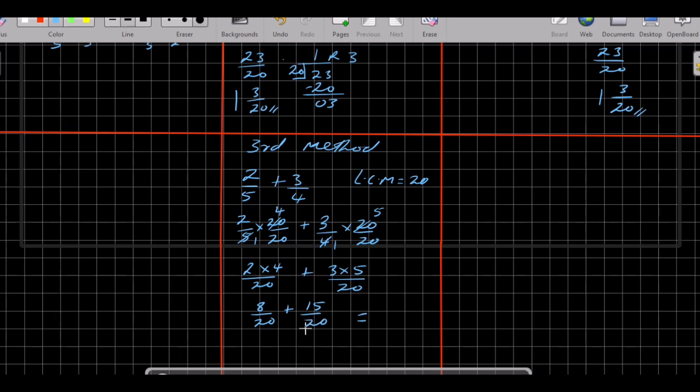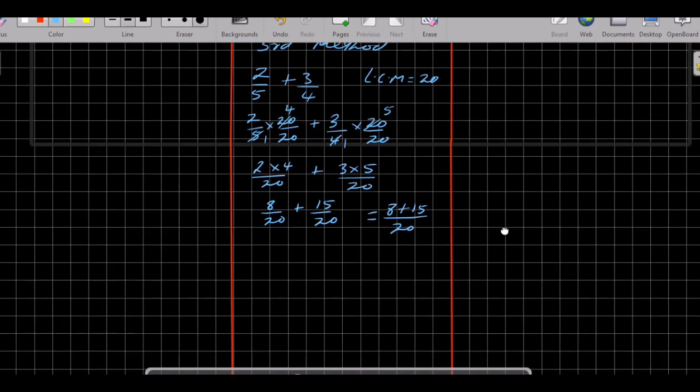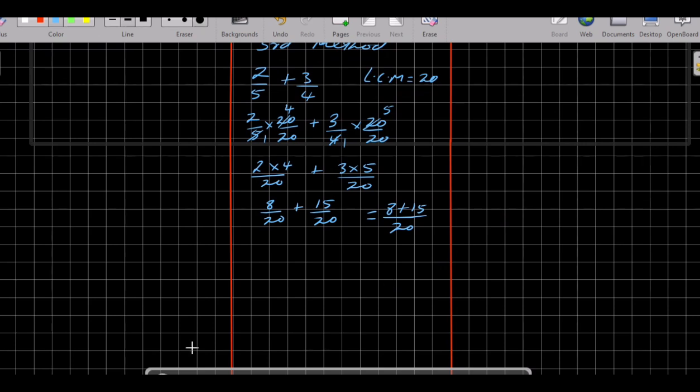Now, since the denominators are the same, we write our denominator, then we add up the numerators, which is 8 plus what? Plus 15. Now, 8 plus 15 will give me 23. So I have my 23 over 20. Now I can reduce further and change this fraction to a mixed fraction by saying 1 whole number 3 over 20, which is the same answer we got earlier for the previous method.